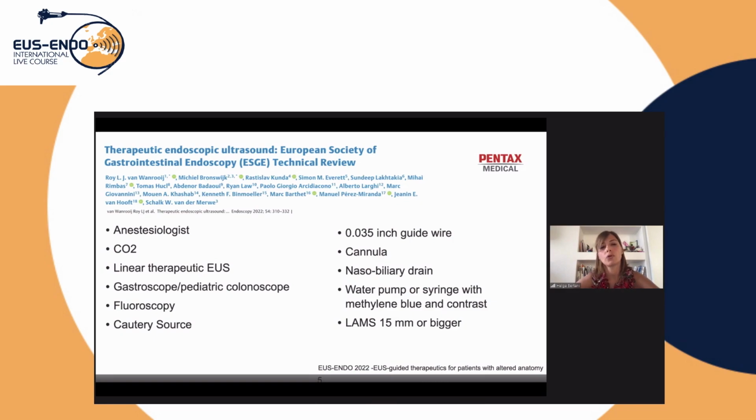Moreover, CO2, of course, a linear therapeutic EUS, and fluoroscopy. Fluoroscopy is not an optional tool but is mandatory, because it can help during the procedure, but also in case of misdeployment of the LAMS it can help with a salvage technique. Then we need a LAMS that has to be bigger than 15 millimeters, and I will explain to you why. Also a long guide wire, cannula, nasobiliary drainage, and saline solution that you can inject with a water pump or syringe with methylene blue and contrast medium. This is the minimum required before starting the procedure.